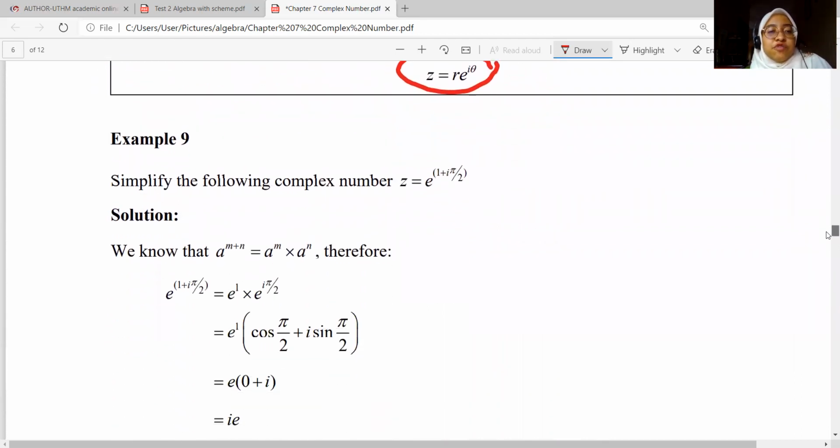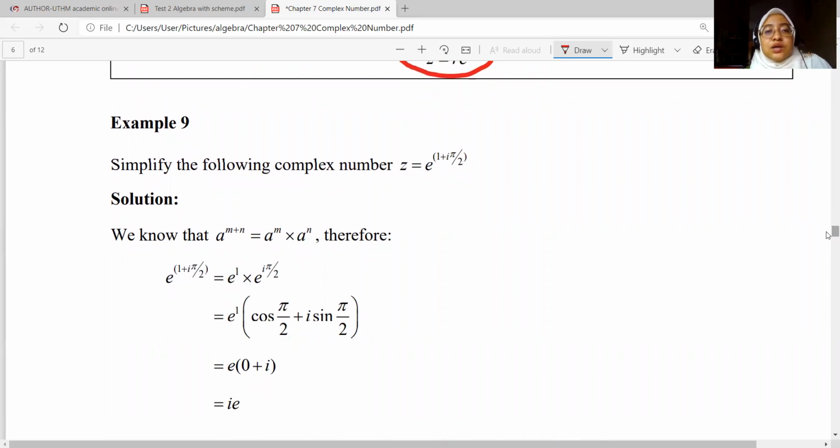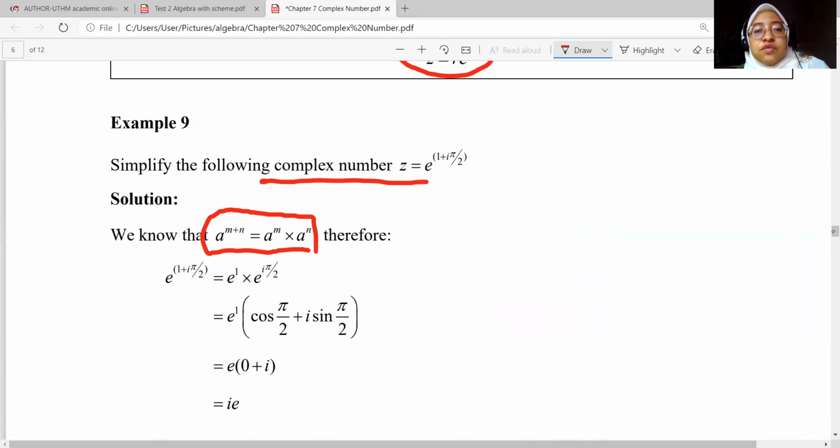Simplify the following complex number. Z equals e to the power of 1 plus I pi over 2. We know that a to the power of m plus n is equal to a to the power of m times a to the power of n. Therefore, this is the Euler form.